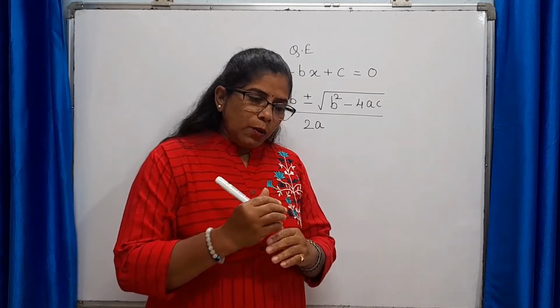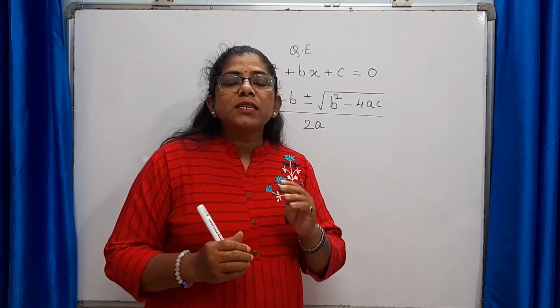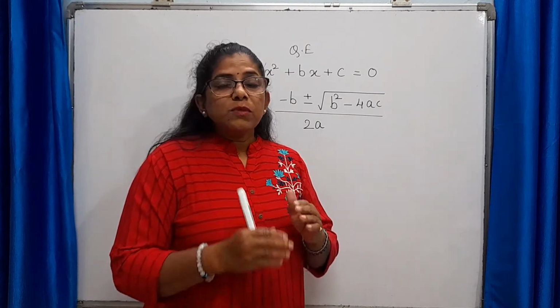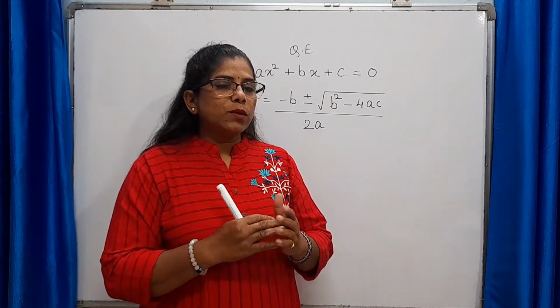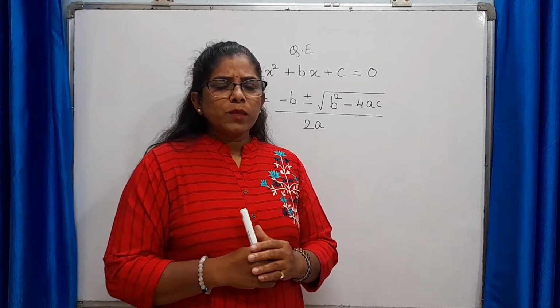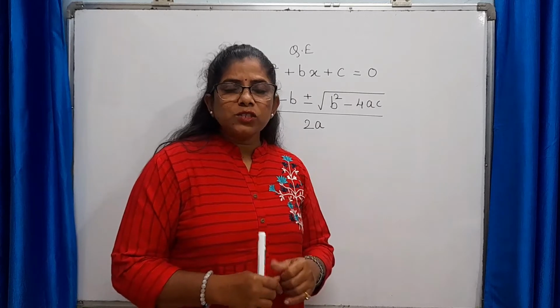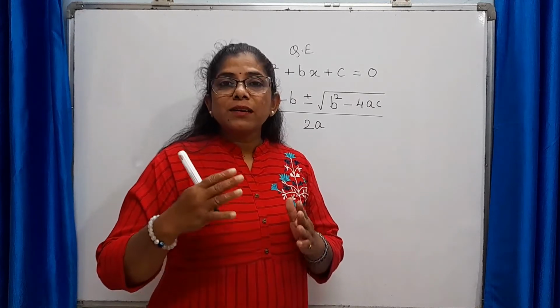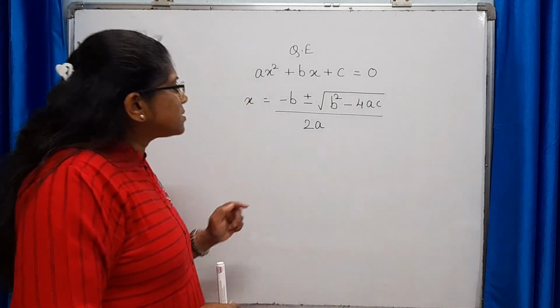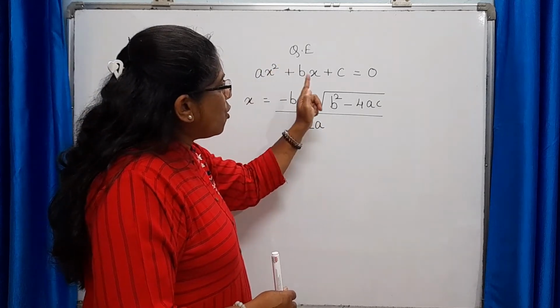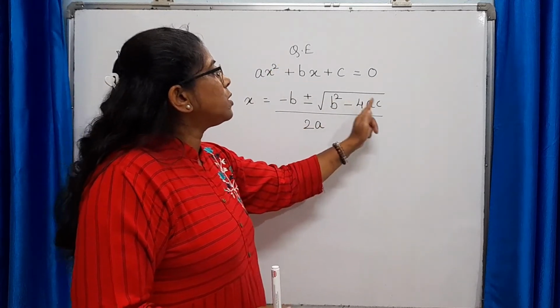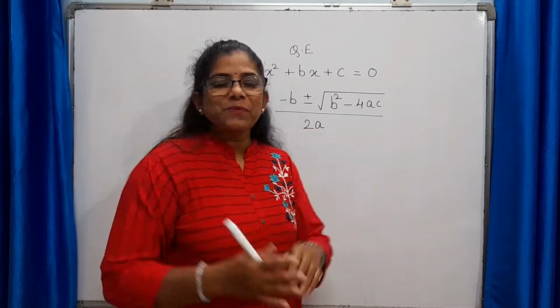Now, what decides the nature of the roots? Means whether the roots exist or not, whether we should solve this sum or not to get the values, to get the roots of the equation. So how can we decide this? In this, our value of b square minus 4ac helps us in this regard.